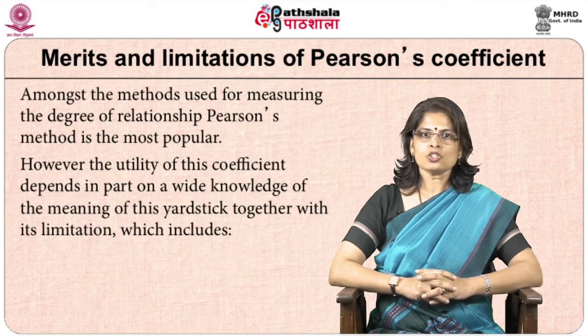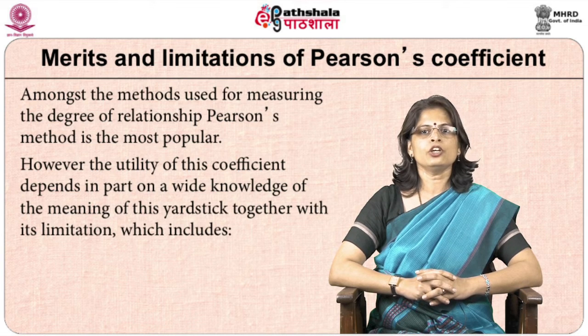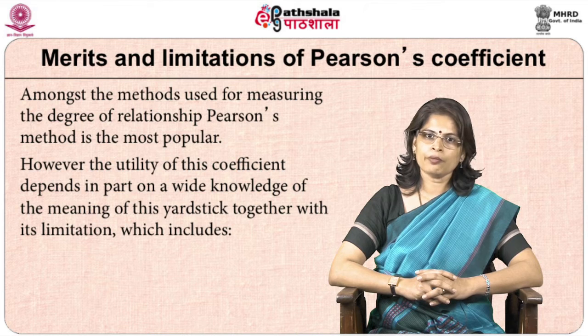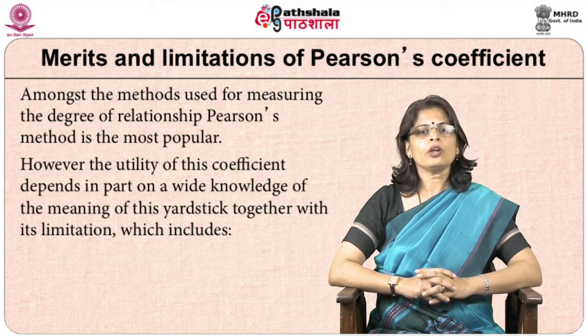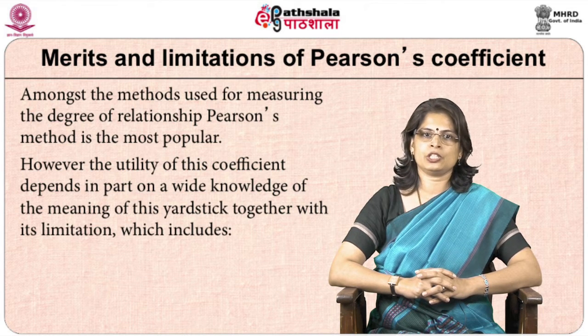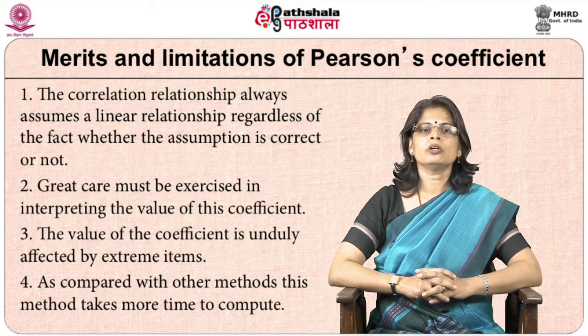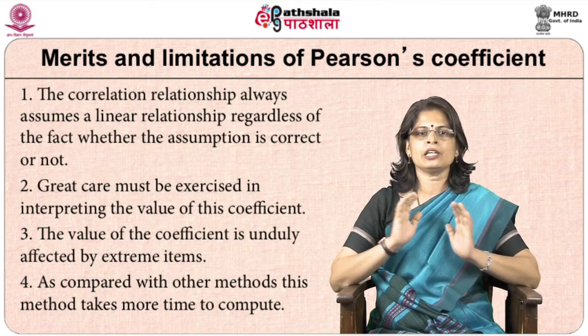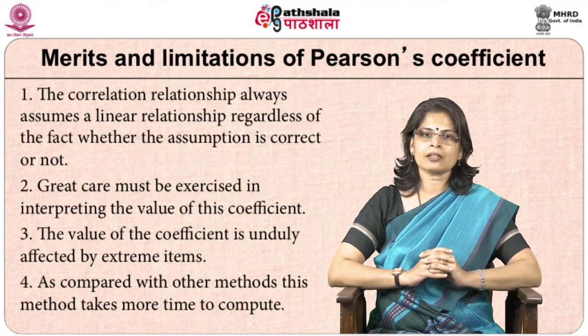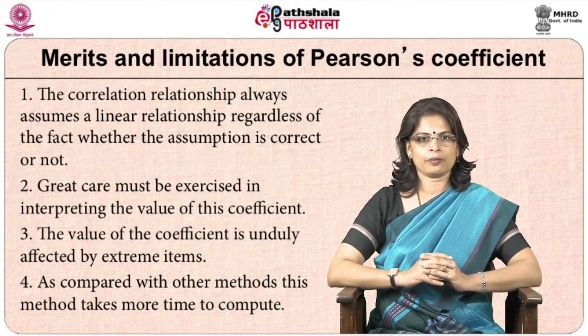Let us now see the merits and the limitations of Pearson's coefficient of correlation. Amongst all the methods used for measuring the degree of relationship, Pearson's method is the most popular. However, the utility of this coefficient depends in part on a wide knowledge of the meaning of this yardstick together with its limitations. These include: first, the correlation relationship always assumes a linear relationship regardless of the fact whether the assumption is correct or not.